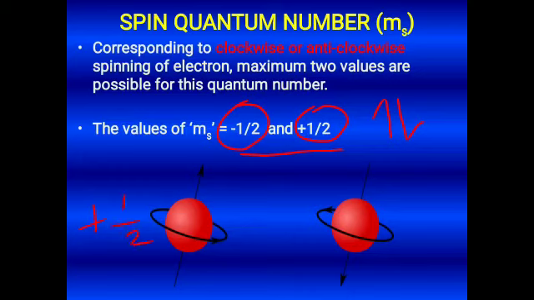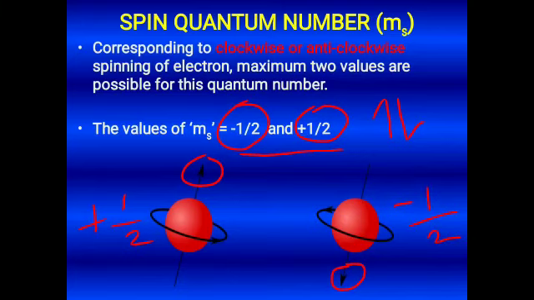Look at this diagram. Here the electron is revolving in the upward direction. The upward arrow mark is given now, so it means the electron is revolving in the clockwise direction. So for this electron I have given the value plus 1 by 2. Come to the next one. In the next picture, the electron is denoted by a downward arrow mark, which means the electron is revolving in the anti-clockwise direction. So the value of the spin quantum number for this electron is minus 1 by 2.